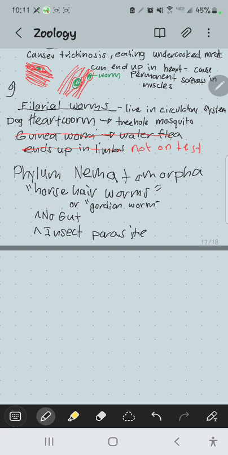And then I might ask you one of the common names, either one, horsehair worm or Gordian worm is fine. Okay, finally, this is a very different organism called a rotifer. The phylum Rotifera. These are cool because they are considered the smallest animal type known.